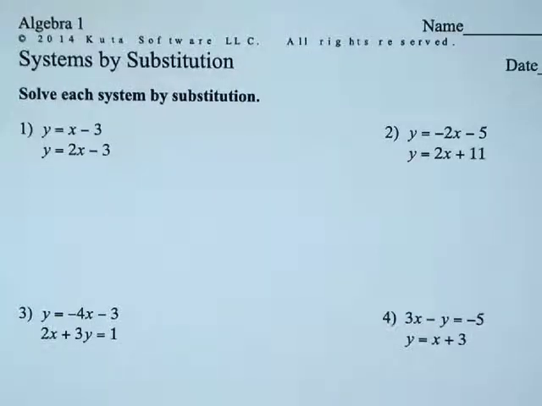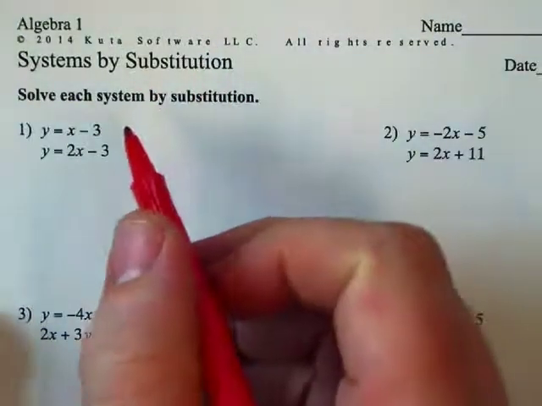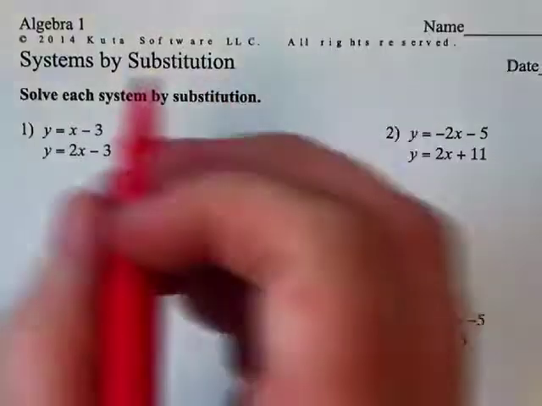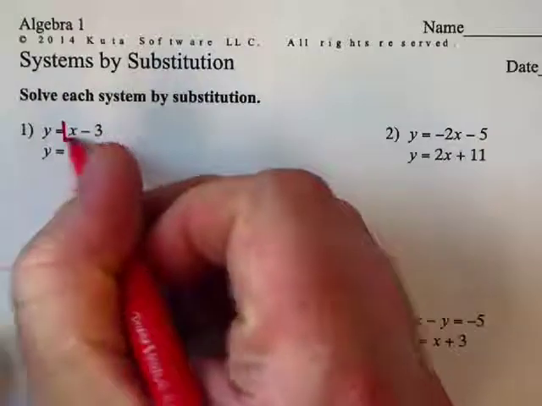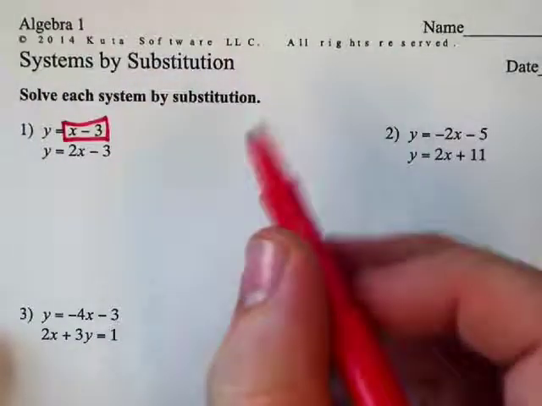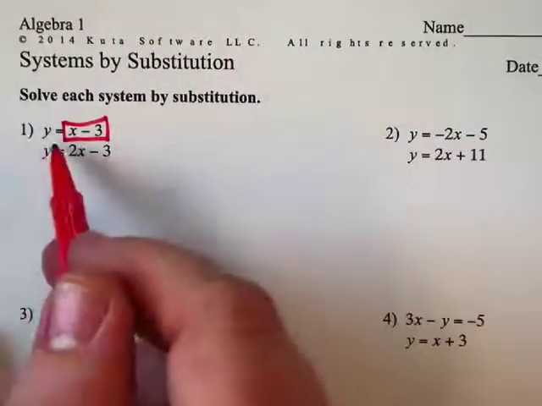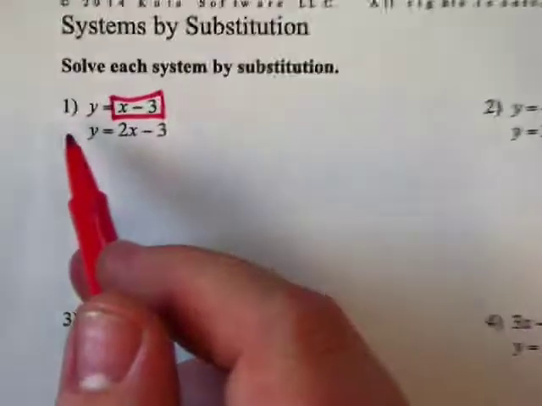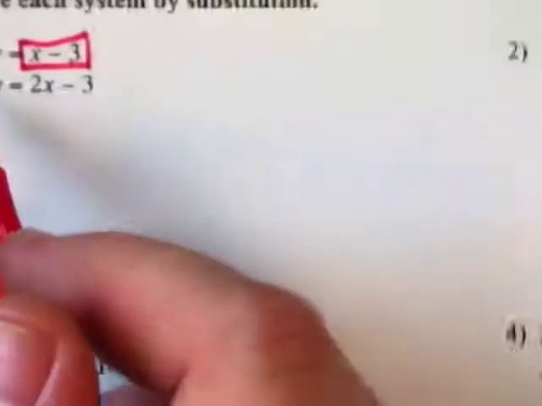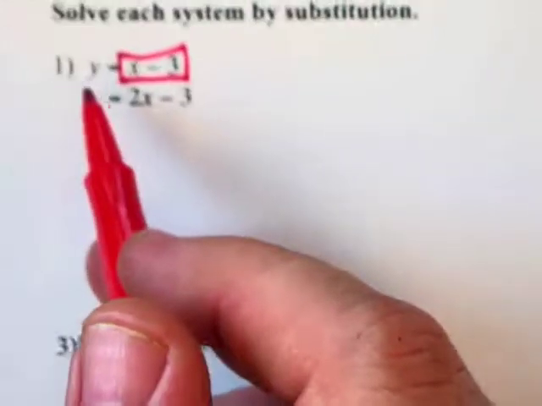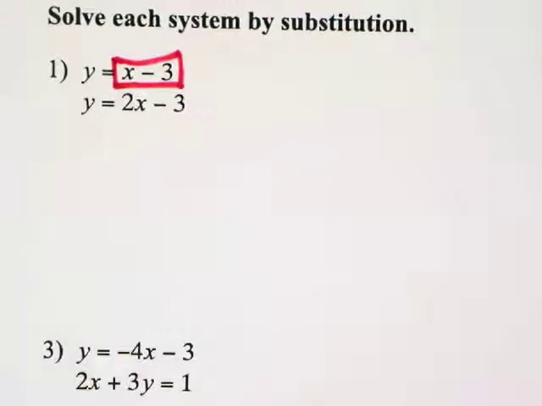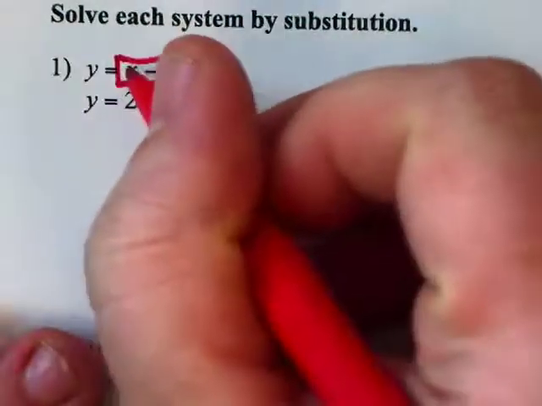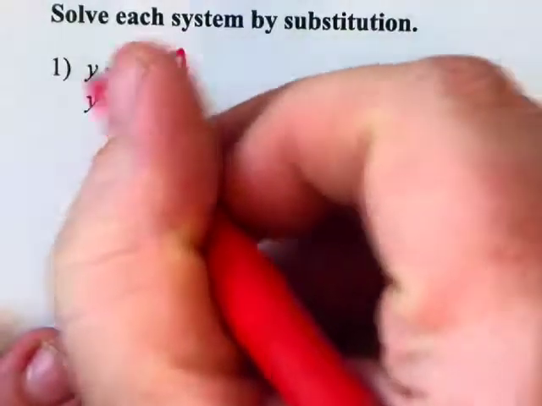All right, let's go ahead and go through systems by substitution. In this type of problem that we're working on, your goal is to substitute things you already know. In this case, you know that x minus 3 is the same thing as y. So if we know that x minus 3 is y, it's like saying everything inside this box can replace y.